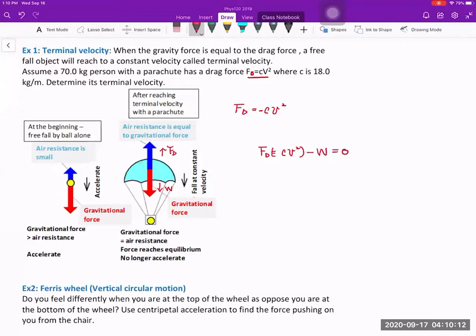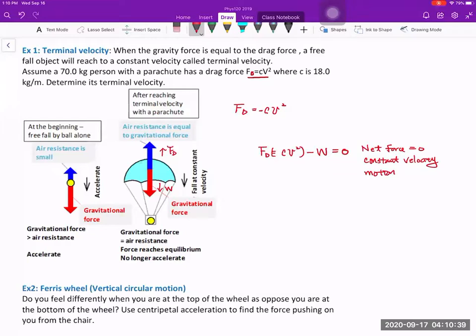Because that is the case, your net force is equal to 0, and you're going to have a constant velocity motion. This constant velocity is what we call the terminal velocity, and we try to find this. Okay, so that's very simple.